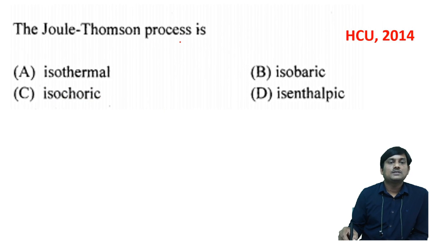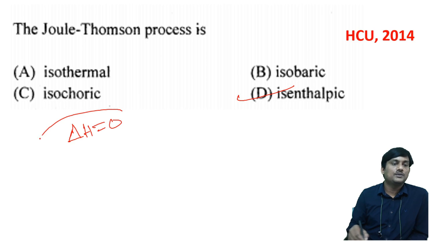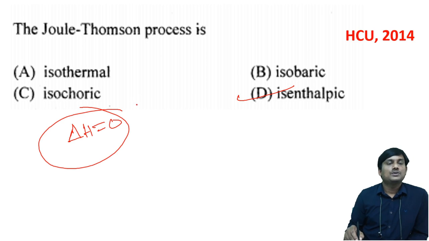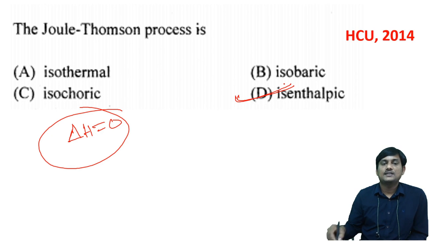The Joule-Thomson process is an isoenthalpic process. The change in enthalpy, delta H, is 0. We know the Joule-Thomson process is an adiabatic process. There is an expansion of gas from high pressure to low pressure. In this condition, the change in enthalpy is 0.